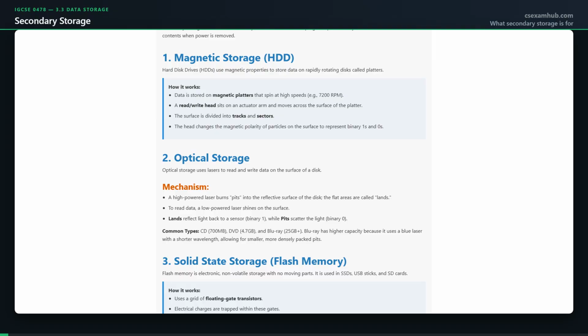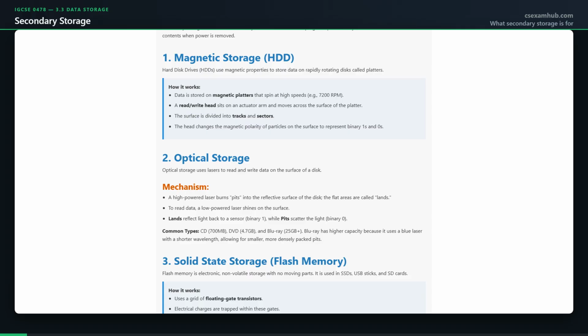Secondary storage is non-volatile memory used to hold data and programs permanently. Unlike RAM, it keeps its contents when the power is removed, which is the entire reason it exists, because everything in primary memory disappears the moment the machine is switched off.